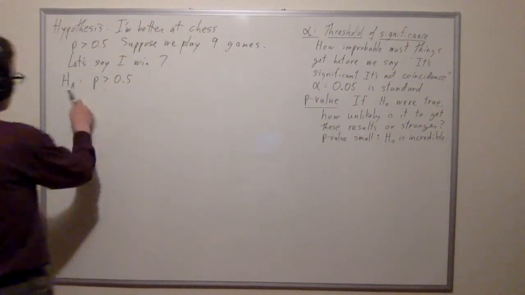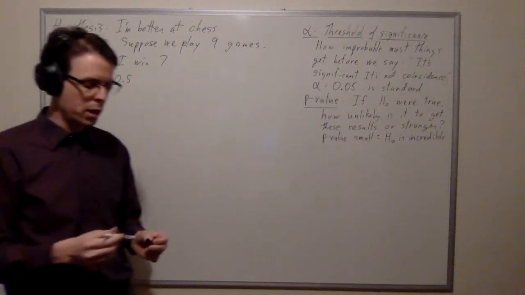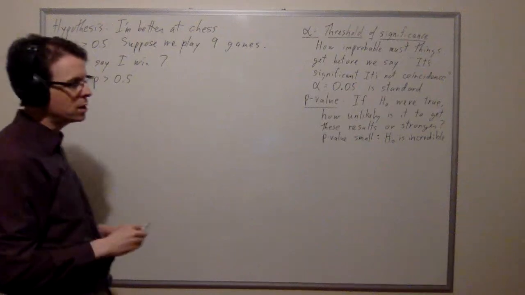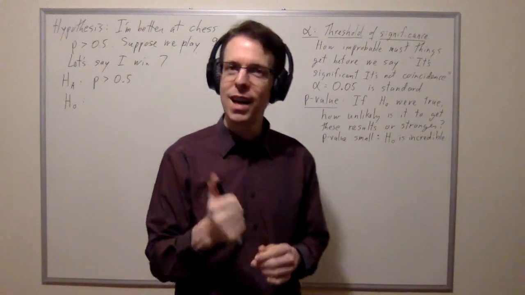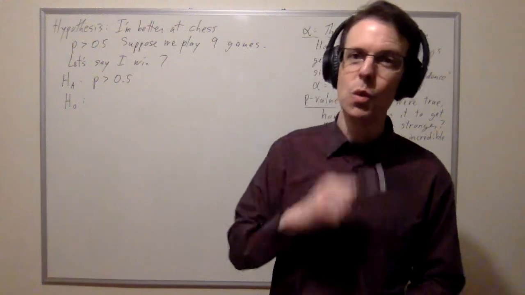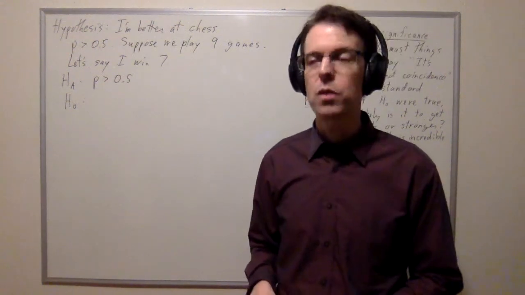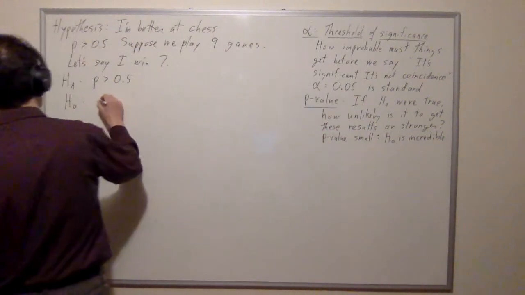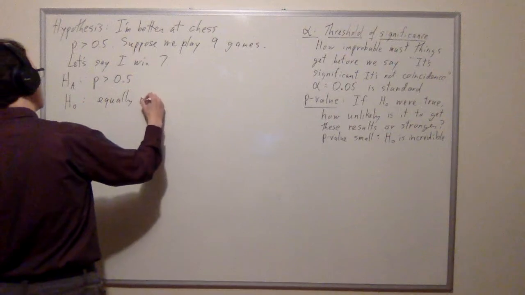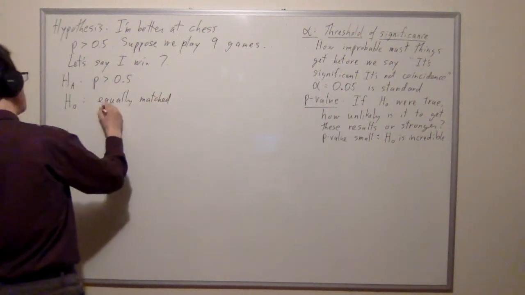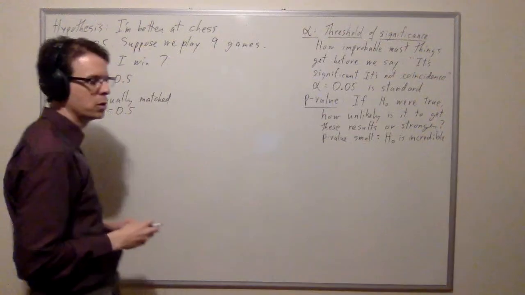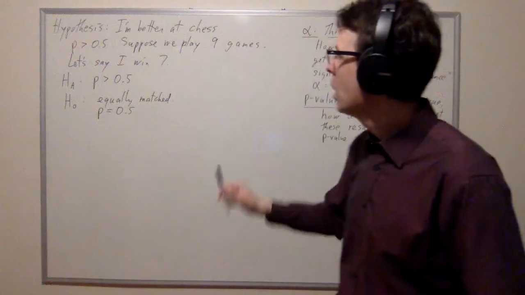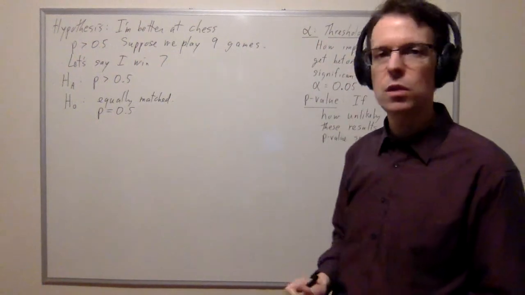So we have an alternative hypothesis that the probability of winning is greater than 0.5. And then we have a null hypothesis. And the null hypothesis in this case, if you've been paying attention, you will recognize, does not say that you are better at chess. That would be the opposite hypothesis. The null hypothesis says that we are equally matched. And that means that p is exactly equal to 0.5, 1/2, 50%.